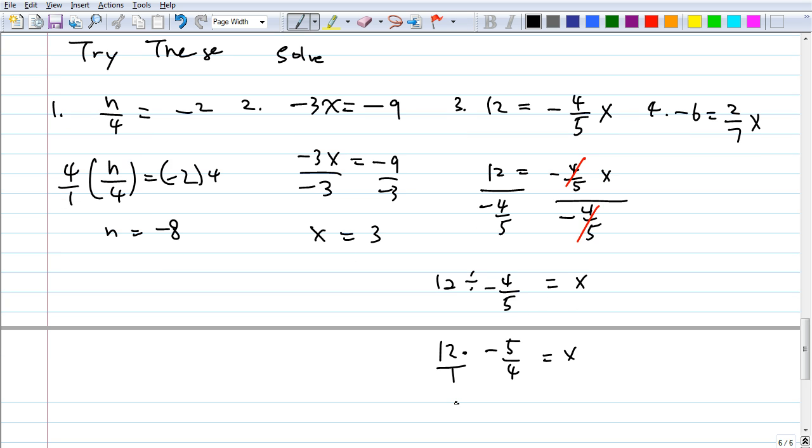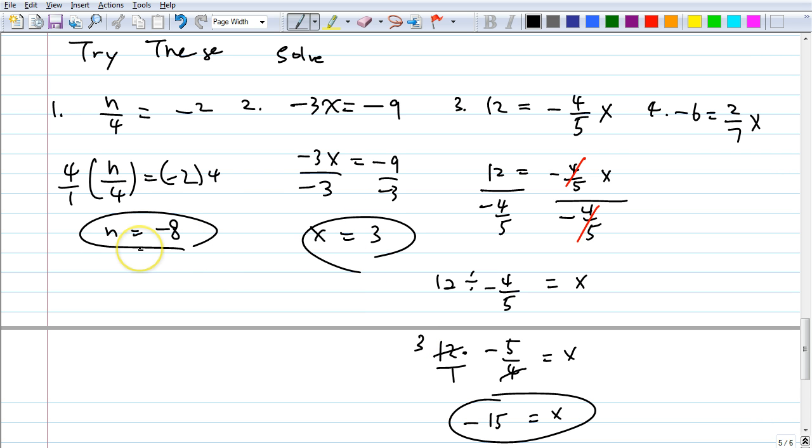Do you think we could cross cancel here, guys? Why? Because we are multiplying. Cross cancel. 4 goes into 12 how many times? 3. What's the answer, class? Negative 15. How many people got negative 15 as your answer? Raise your hand. Very good. Now, if you didn't, do you see why you didn't? Okay. Let's look at number 4 then.